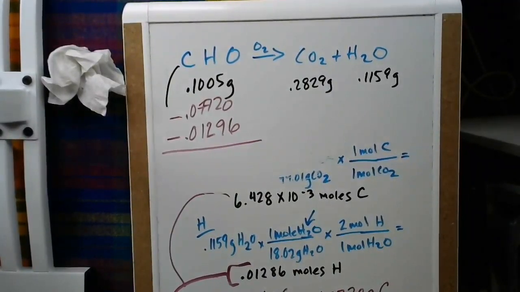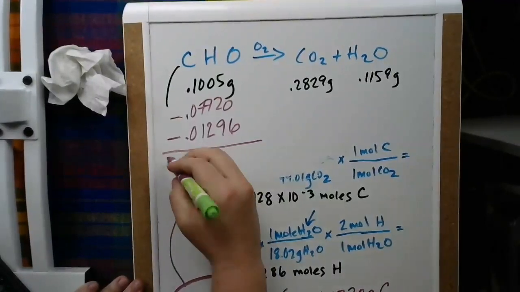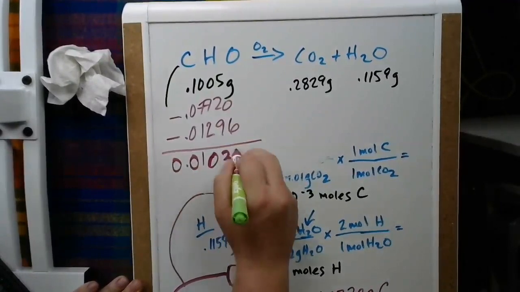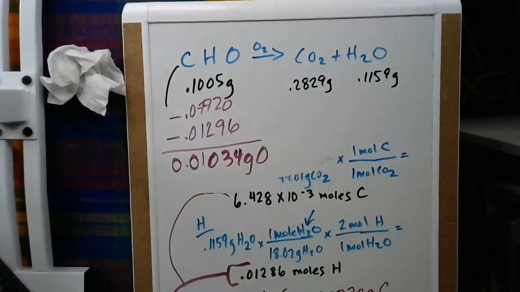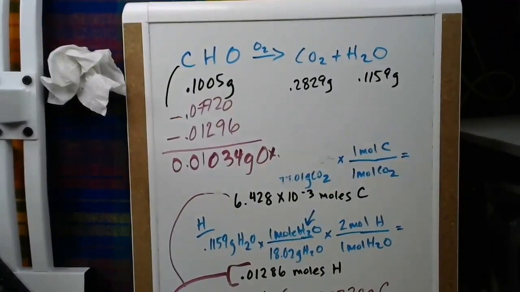0.1005 minus 0.07720 minus 0.01296. And it turns out I have 0.01034 grams of oxygen. Okay, that was in my original sample.